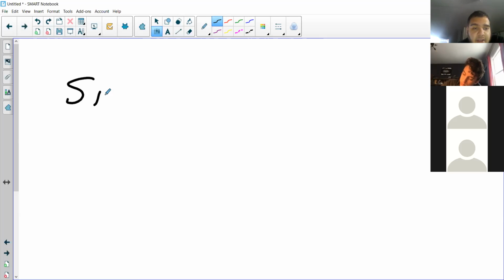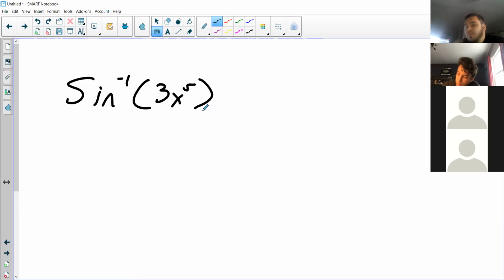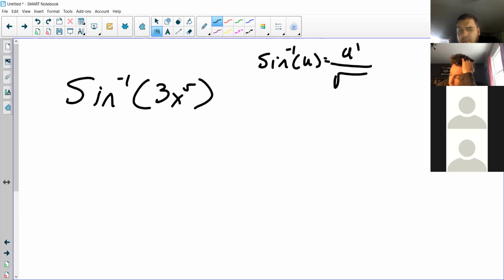All right. So let's do sine inverse of 3x to the 5th. I don't know why I always use these numbers. So you need to remember your derivative of this. Not a 4, that's a u. So sine inverse of u is going to be u prime over the square root of 1 minus u squared. Gosh, I hope I remember that correctly. Yeah, that's right. Thank you. All right. So u prime over the square root of 1 minus u squared.